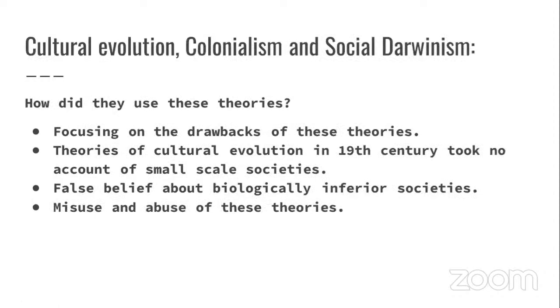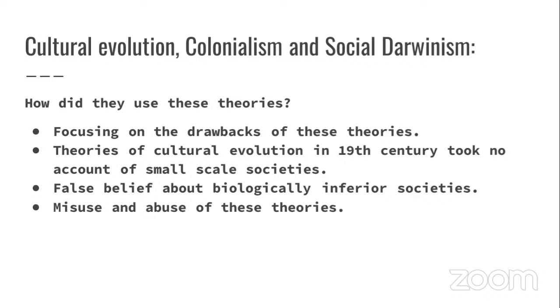Now we move forward to cultural evolution, colonialism, and social Darwinism. How do they use these theories? There are different theories that were given by these people, and there were clear drawbacks of these theories. So basically, the colonial nations of Europe used ethnocentric theories. They focused on the ethnicities of the Europeans, obviously, and they used these theories to justify the expansion of their empires. As I've told you, it's very easy to understand why these theories were introduced, and they are heavily criticized in the modern era. However, they were significant in the way that they formed the base for future anthropologists to continue with their studies and to identify the problems that existed with these different theories in that particular era.